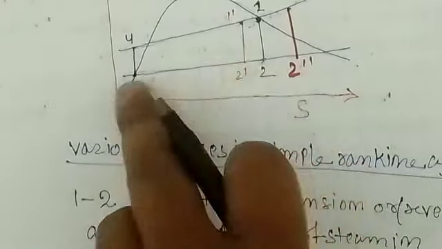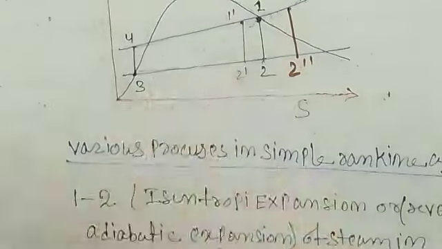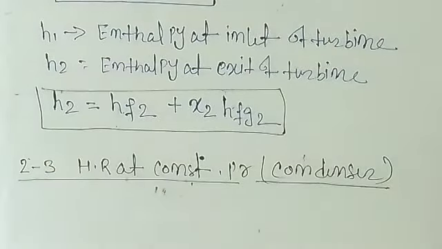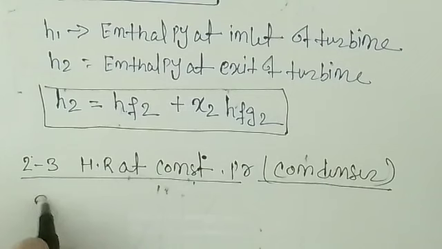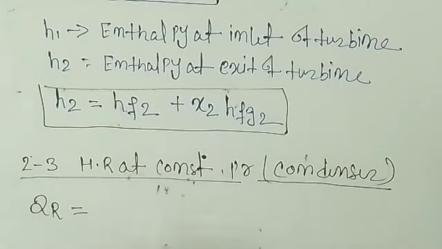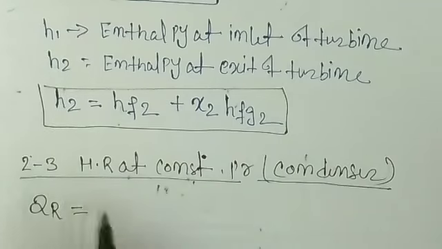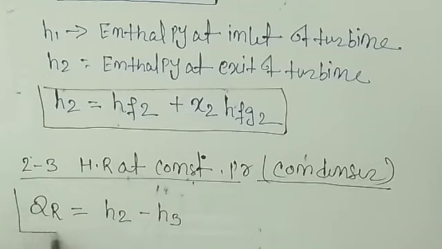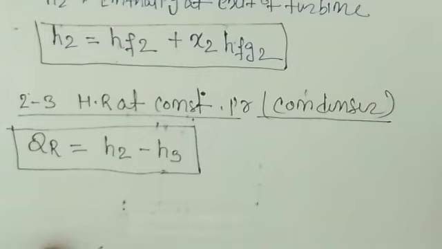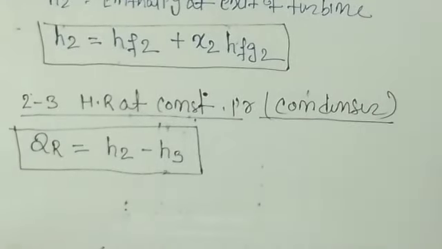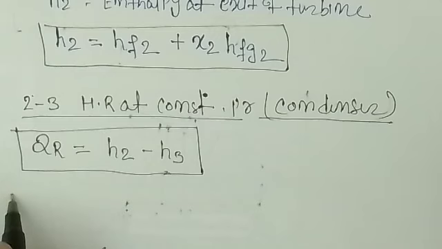Here from here to here the temperature we have to take Cp (T2 minus T3), right? So heat rejection, that you can say QR, that is heat rejection in condenser, is nothing but H2 minus H3, that is enthalpy at 2 minus enthalpy at 3, right? Then again you have 3 to 4, that is the compression work.